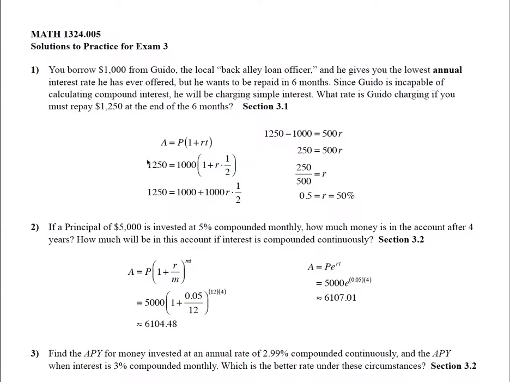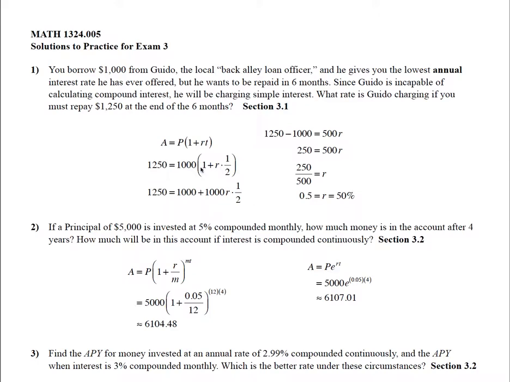if you have to repay $1,250 at the end of 6 months. Well, the amount paid then is $1,250, so we put that in here, and the principal is what we borrowed, so we put that in here, and that leaves us with only one variable, the one that's being asked for, the interest rate.